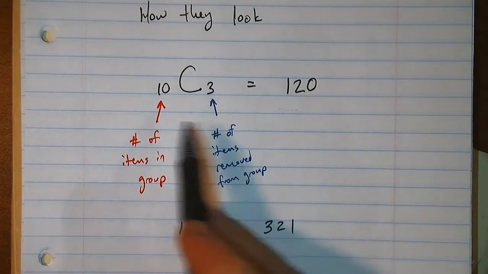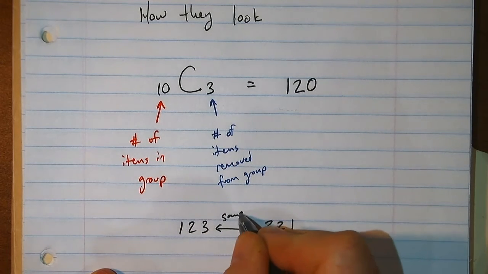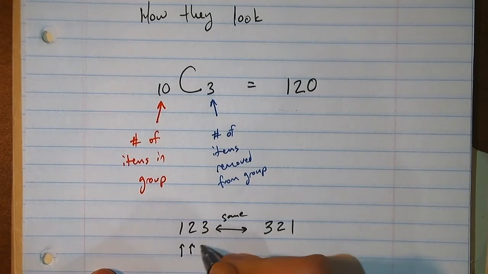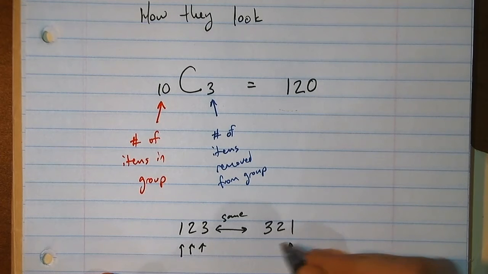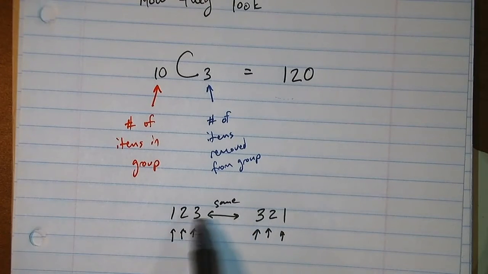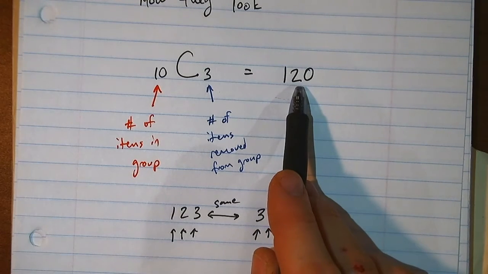But in the land of combinations, these two things are the same, because all I care about is that the numbers that I picked were 1, 2, and 3. And in this problem, the numbers that I picked are still 1, 2, and 3. The fact that I put them in a different order doesn't matter. And because these are counted as the same option, it makes the total number of combinations much, much smaller.